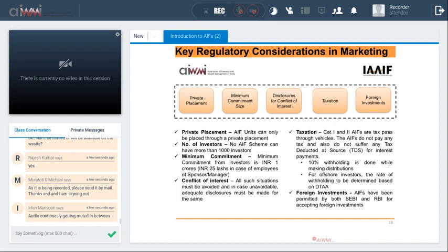But for any income that is distributed by a category 1 and category 2 AIF, there has to be a 10% withholding which has to be done. But the investor gets credit for this 10% withholding, so it's not a tax leakage. It'll reflect in the Form 26AS. Category 3 taxation can be quite complex.